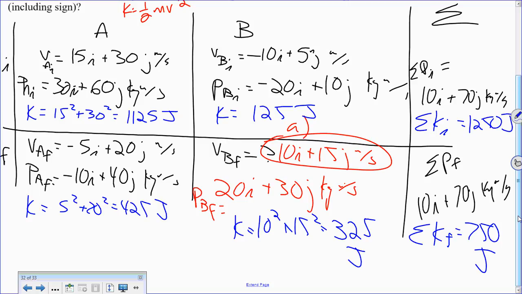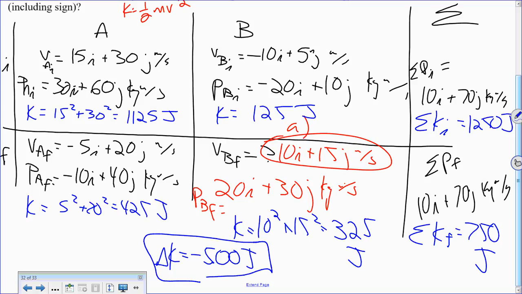So what's our change in kinetic energy? We went from 1250 down to 750, so our change in kinetic energy is negative 500 joules. So elastic? No. The only way it would have been elastic is if that had been 0, right? We lost energy. Cool? Questions?